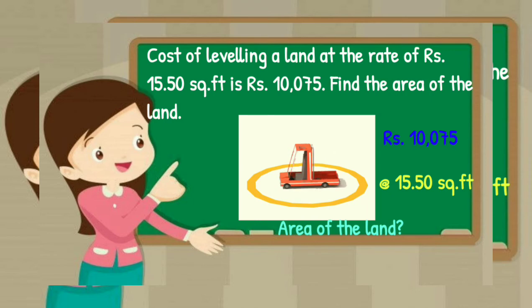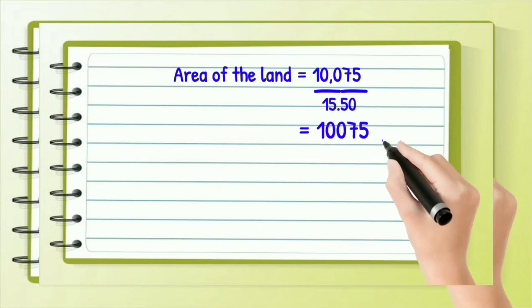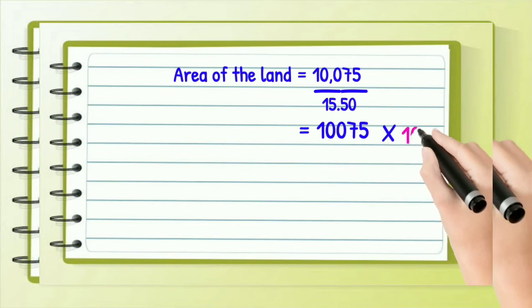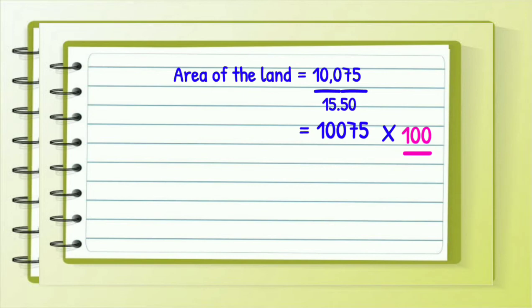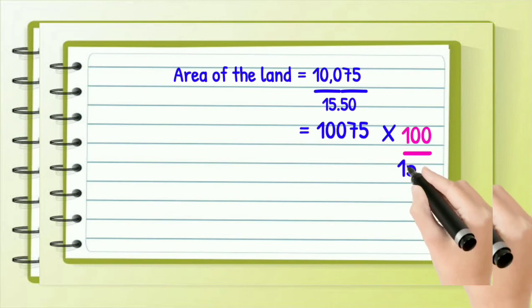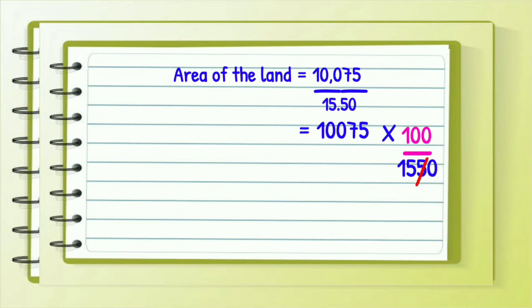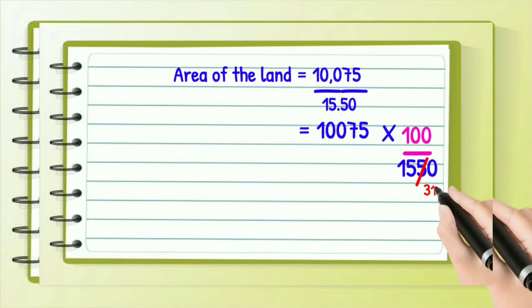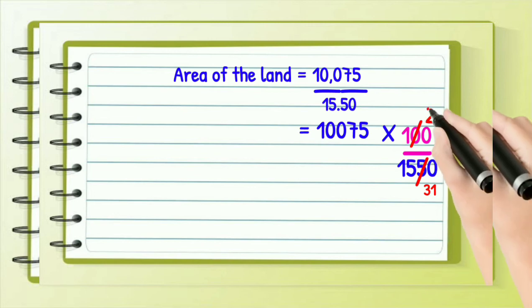So write the statement as, we know the total cost and how much rate is charged, and we need to find the area of the land. So write area of the land is equal to 10,075 divided by 15 rupees 50 paise. Here in the denominator we have a decimal number. So convert the decimal number as a fractional number. So we can write 100 by 1550, because 15.50 can be written as 1550 by 100. The reciprocal is 100 by 1550.